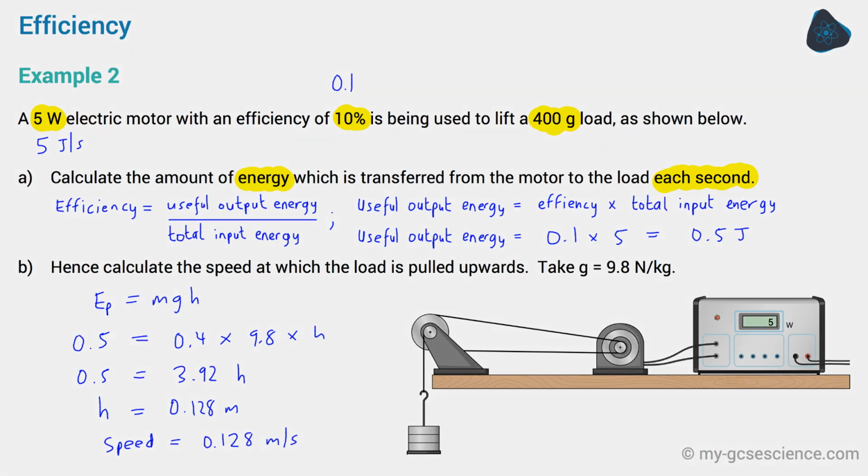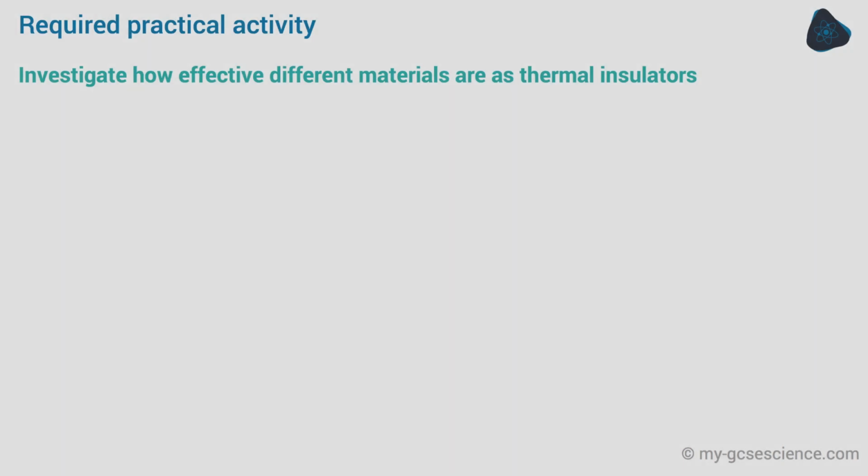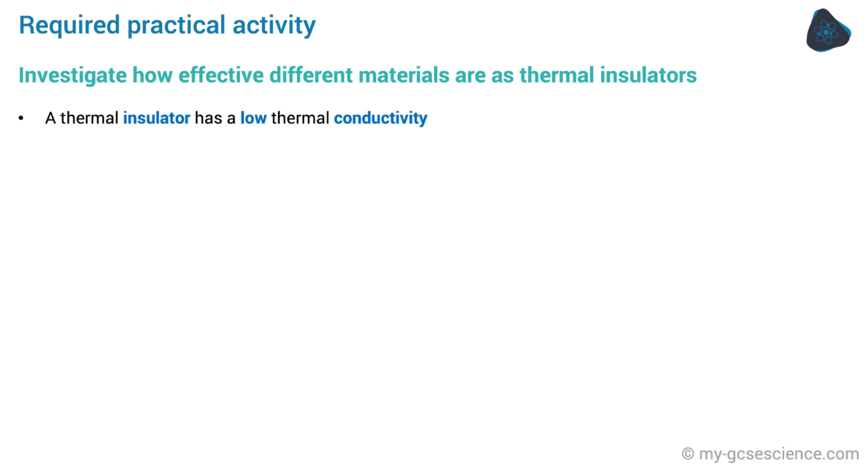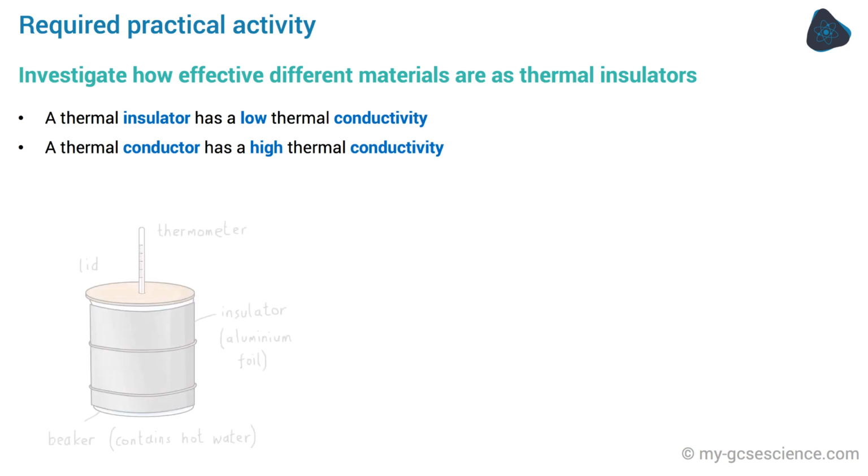The required practical activity for this part of the course involves investigating how effective different materials are as thermal insulators. Remember that a thermal insulator is a material which has a low thermal conductivity, and a thermal conductor has a high thermal conductivity. There are a number of ways in which you could carry out this investigation, but one of the easiest and most effective ways is as follows.